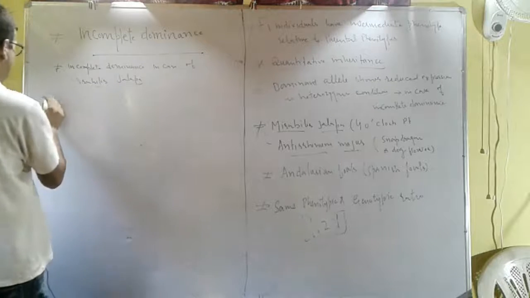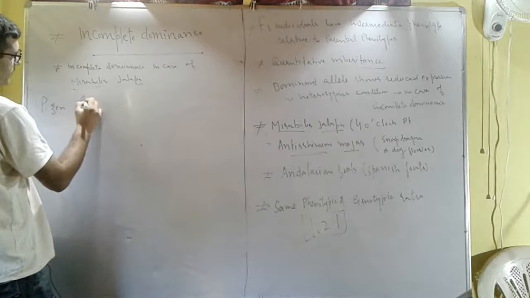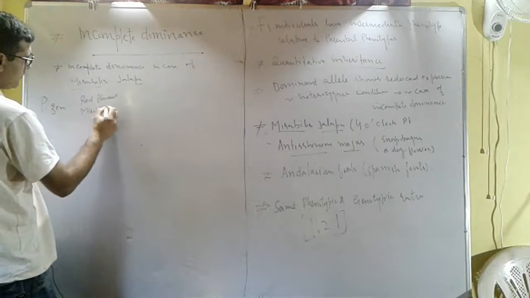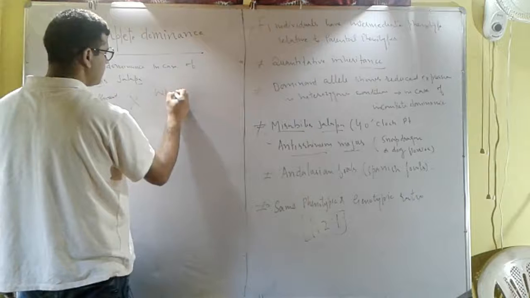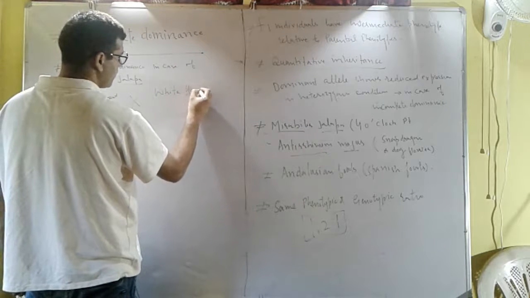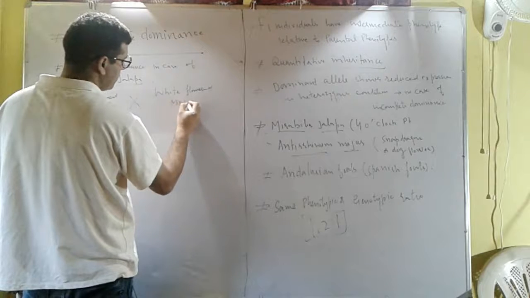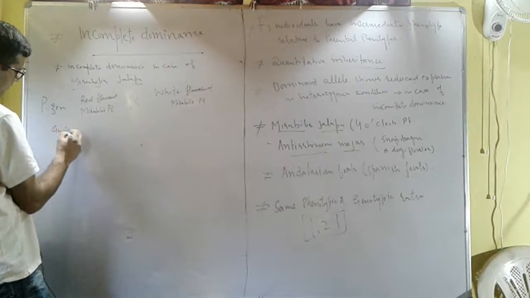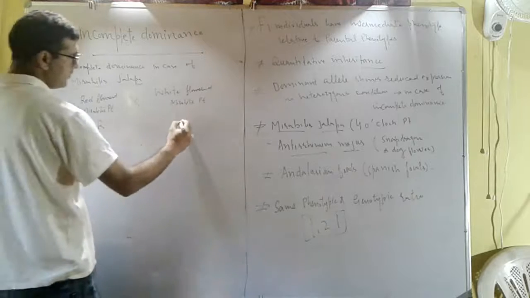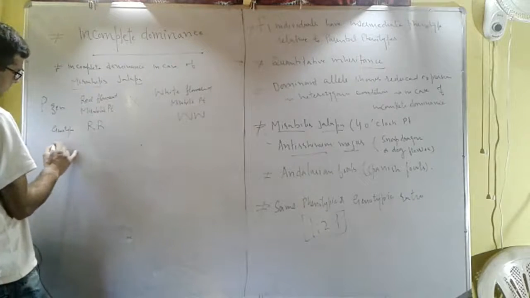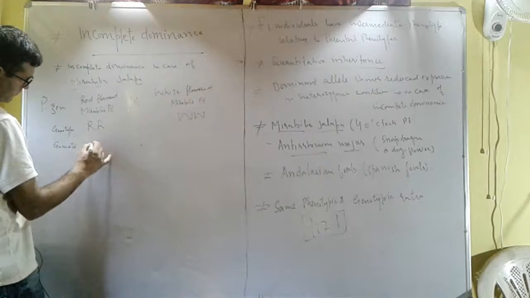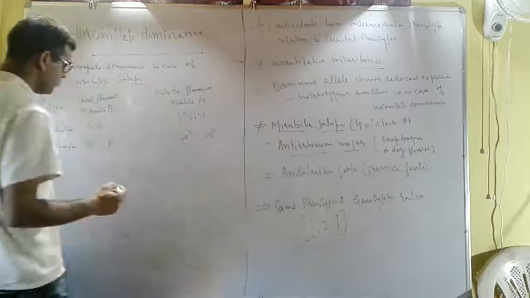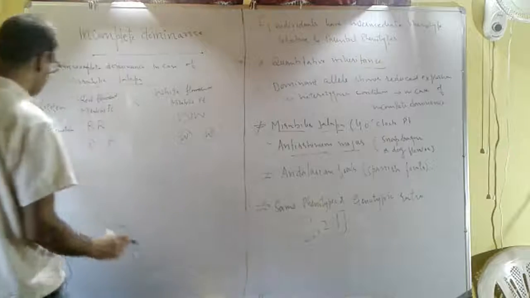So we have the parental generation, a red flowered Mirabilis plant crossed with a white flowered Mirabilis plant. Obviously, this is the phenotype. This is the genotype, this is the genotype. Then gametes. This is gamete formation, the law of segregation will operate here. Two alleles of a gene will segregate at the time of gamete formation, meiosis.